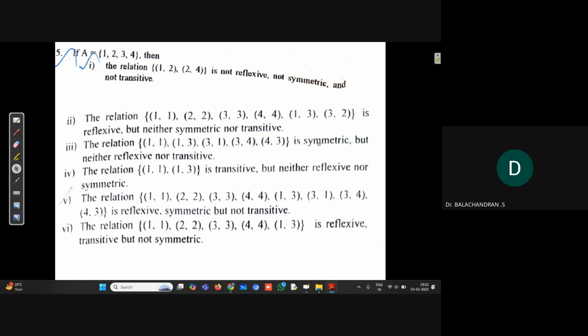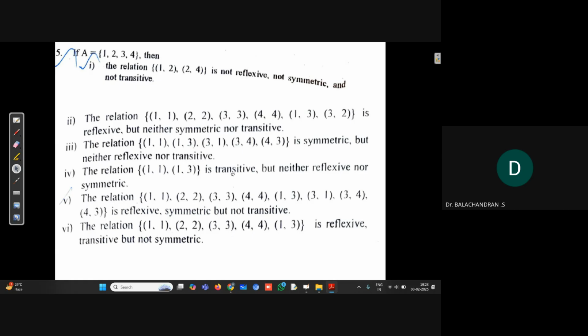Look at this relation, it is symmetric. Okay, (1,3), (3,1), (3,4), (4,3). That's why it's symmetric, but it is not reflexive. Because why? (1,1) is here, I don't have (2,2), (3,3), (4,4). Not transitive. Why is it not transitive? Yes, (3,4) and (4,3) are here, but (3,3) is not here. So that's why it is not transitive.